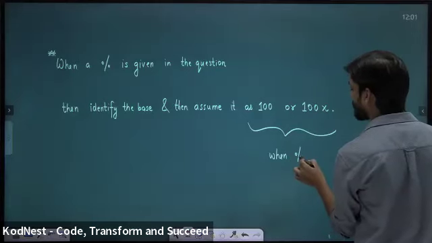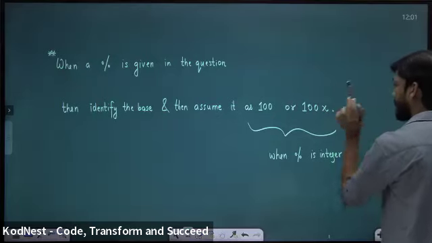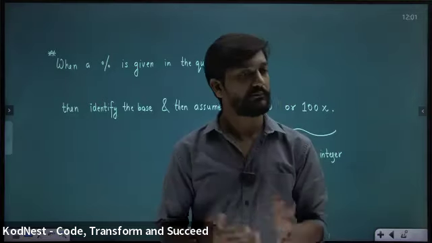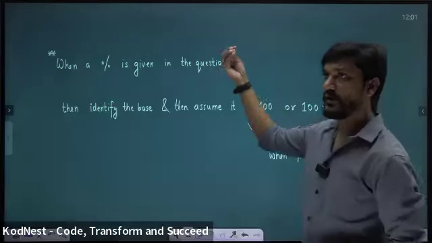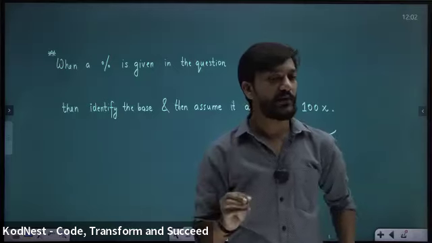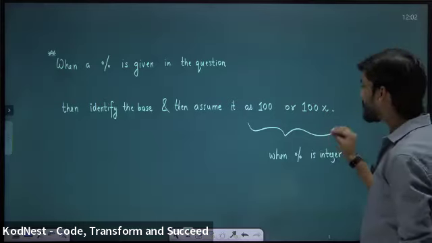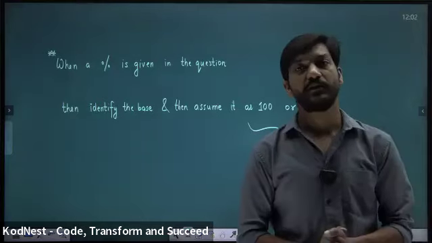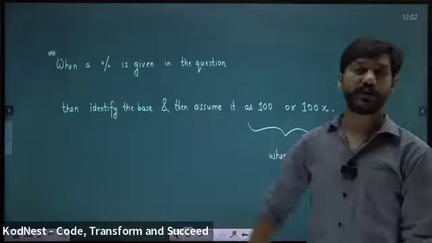But where to take 100 is when the percentage is an integer. If it is decimal, like 22.5%, then I will not take 100, because 100 and 22.5% will complicate the calculation. Okay, 22.5. In that case, we'll do something else. But yes, suppose 13, 14, 15, 16 integers are there in percentage, I will definitely take 100. So how this will be taken, we'll see in the next session. So next session, we'll try to complete this topic.